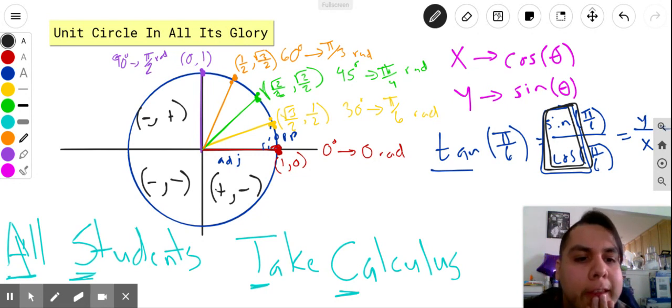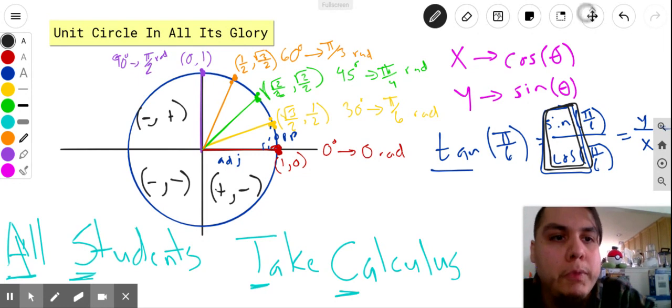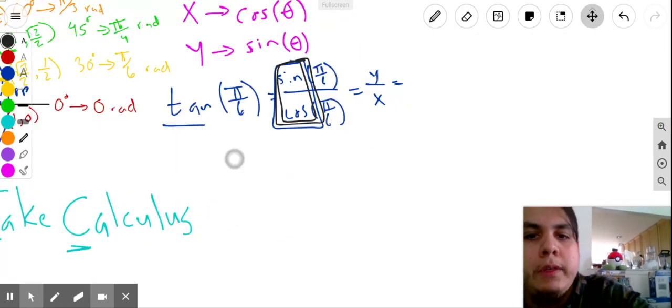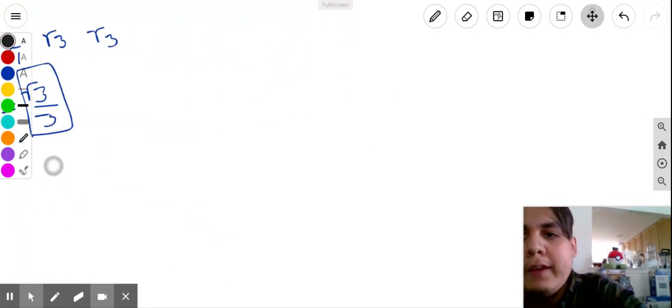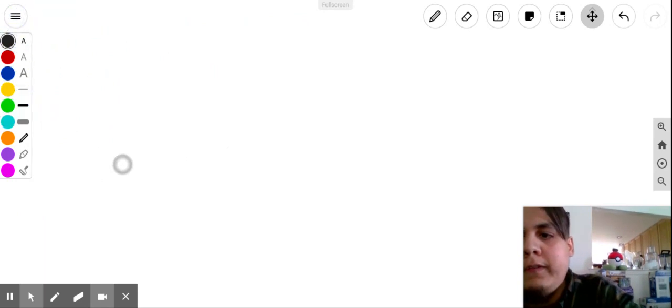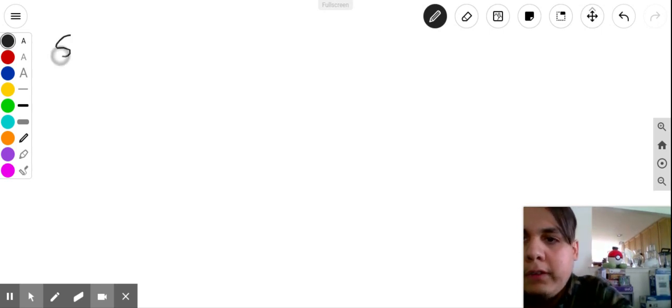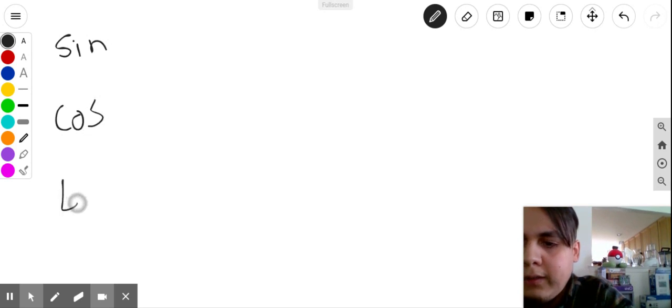The other thing I want to talk about is, if we know sine and cosine, we talked about how to get tangent, but we haven't talked about secant or cosecant. So right now would be a good time to revisit it. So let's go. So let's say we have the 6 trig ratios. We have sine, cosine, tangent.